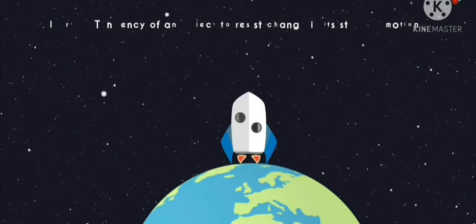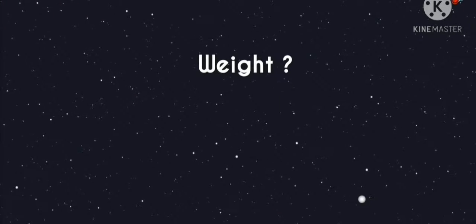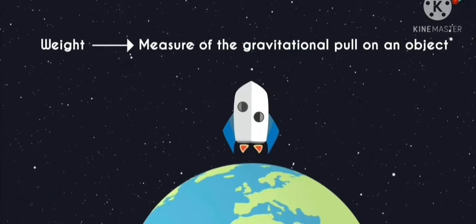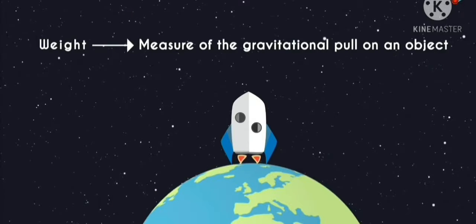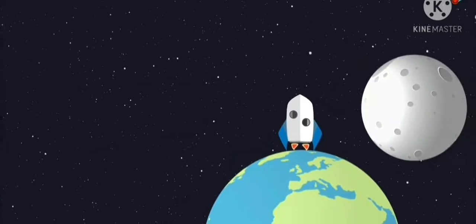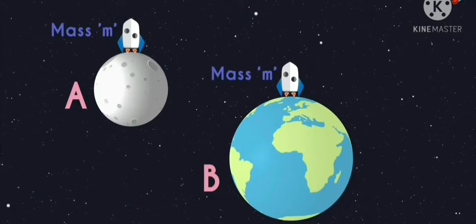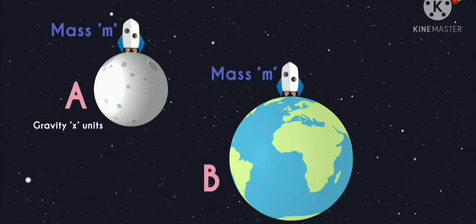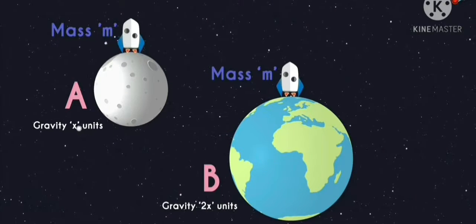So now we have an idea about what mass is. But what's weight then? How do we understand the weight of an object? Mass is nothing but the measure of how much matter an object has. Weight is a measure of how strongly gravity pulls on that matter. It's the measurement of the gravitational pull on an object. Let's understand this using a simple example. Say there are two places, place A and place B, and there's an object of mass m. In place A, the pull of gravity is x units, and in place B, the pull of gravity is 2x units. Clearly, the pull of gravity is stronger at place B.